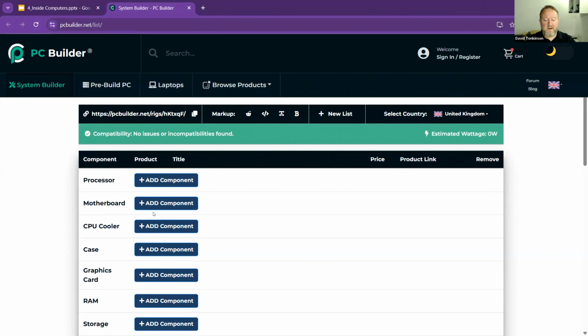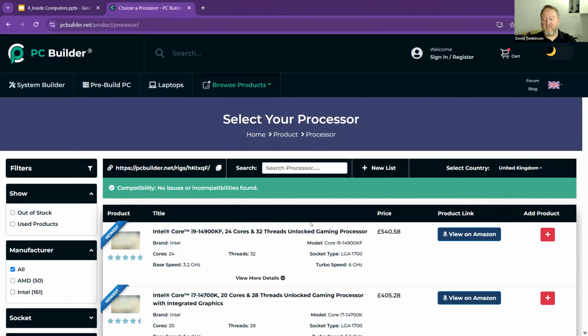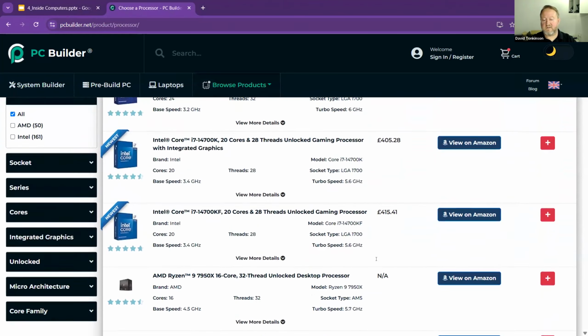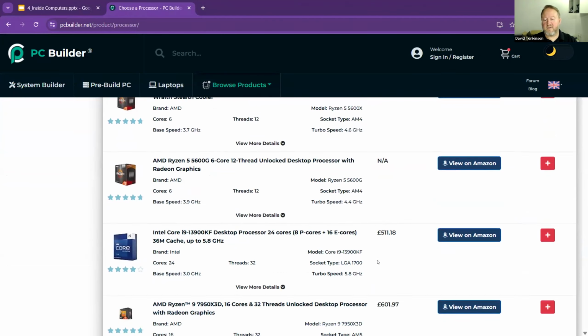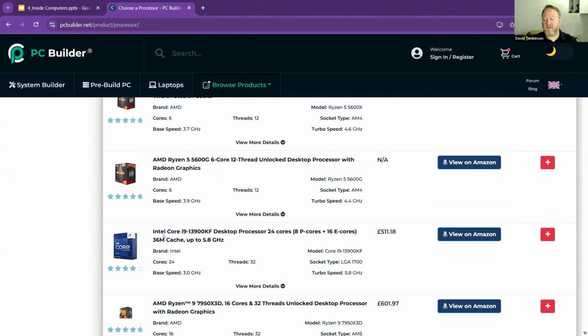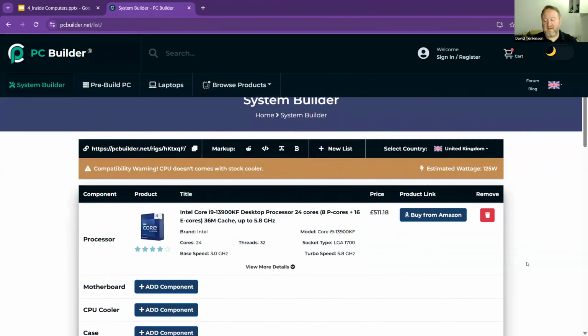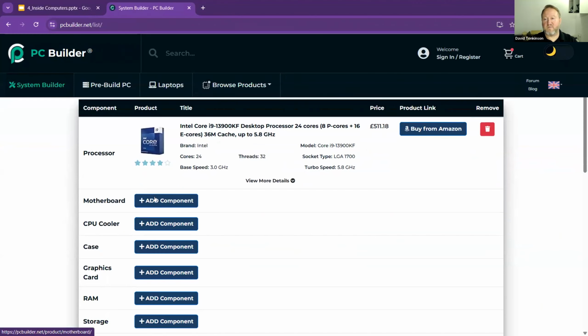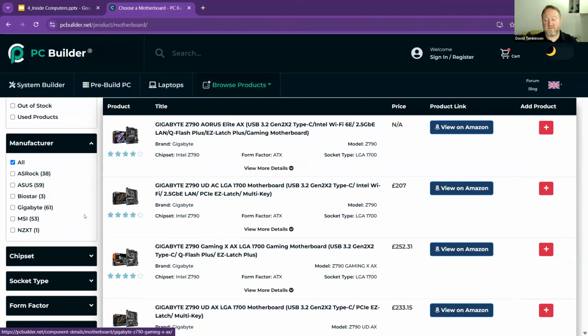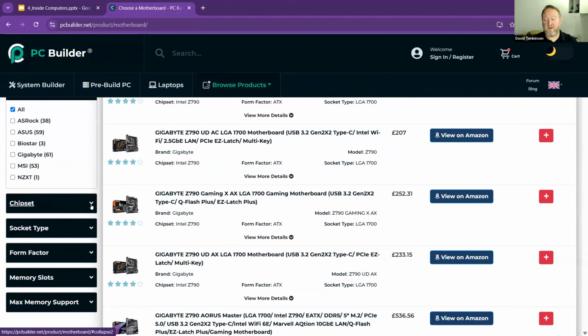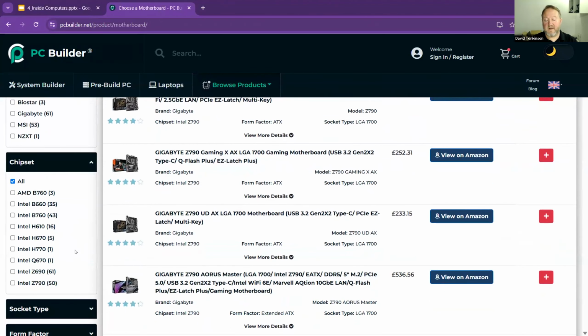So I'll show you an example. I can add a processor, hit add component. It's going to give me a massive list of processors. But I've got to bear in mind that if I'm picking an Intel processor for £500, then I need to add a motherboard that supports an Intel processor. So I can come here and pick chipset, and say it needs to support an Intel processor of the type that I picked.